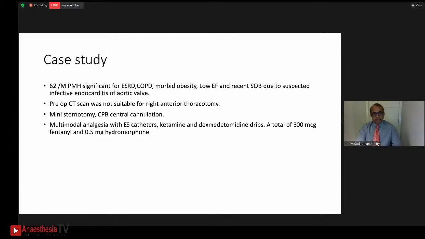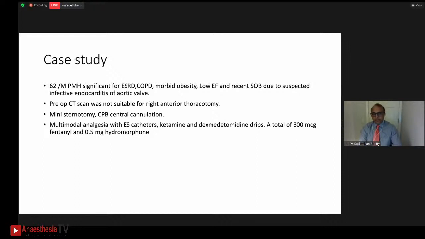A couple of case studies for the cases that we did with the minimally invasive approach. Our first patient was a 62-year-old male with a past medical history significant for COPD. He was morbidly obese, low EF, end-stage renal disease, and he had recent shortness of breath due to suspected infective endocarditis of the aortic valve. Preoperative CT scan was not suitable for a right anterior thoracotomy. The COPD was not that bad, but the person was on the bigger side, so we chose to do a mini sternotomy, and we went with central cannulation.